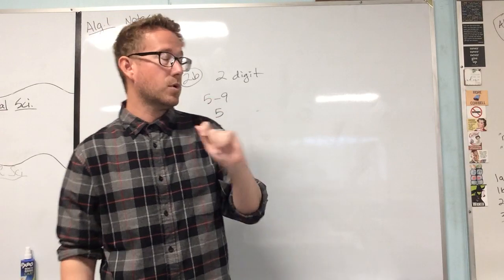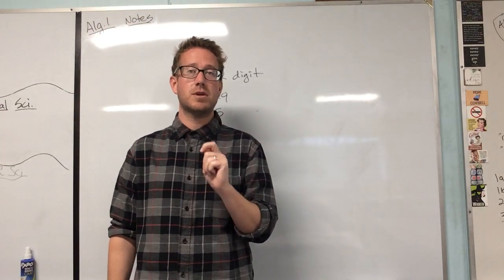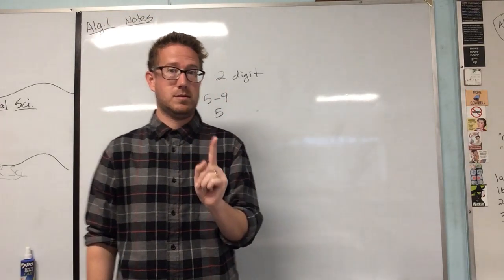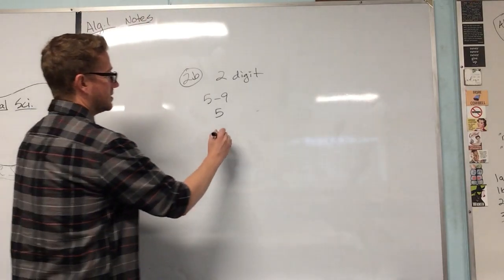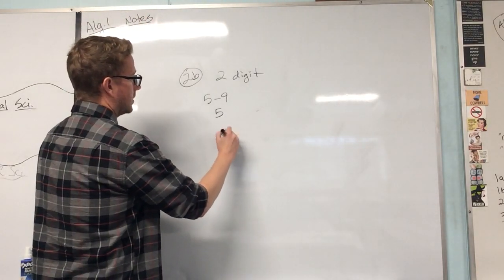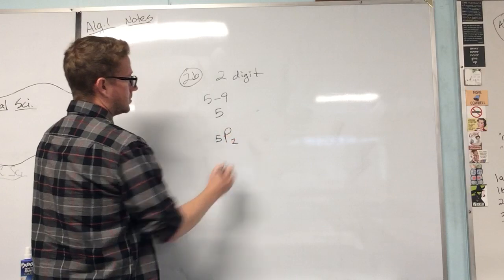Look back at the notes. Order is important here because each number can only be used once. Order matters. So we're going to say 5 permutation 2.